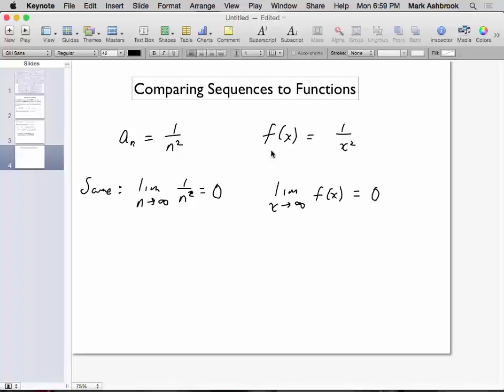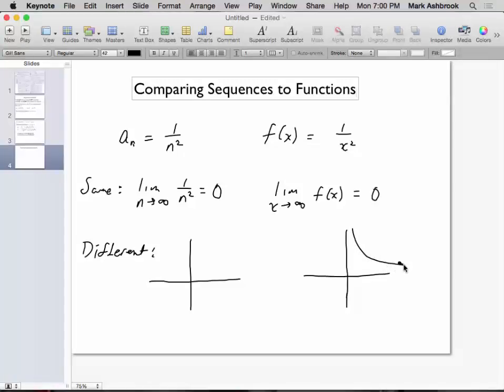So that's the main thing, how they're the same. So different would be if we were to, say, sketch these. So what would a graph of the sequence look like? And what would a graph of the function look like? Yeah, the continuous function, right? 1 over x squared looks like this. Also, x is valid as negative. So when it's negative, it's the mirror image over the y-axis.